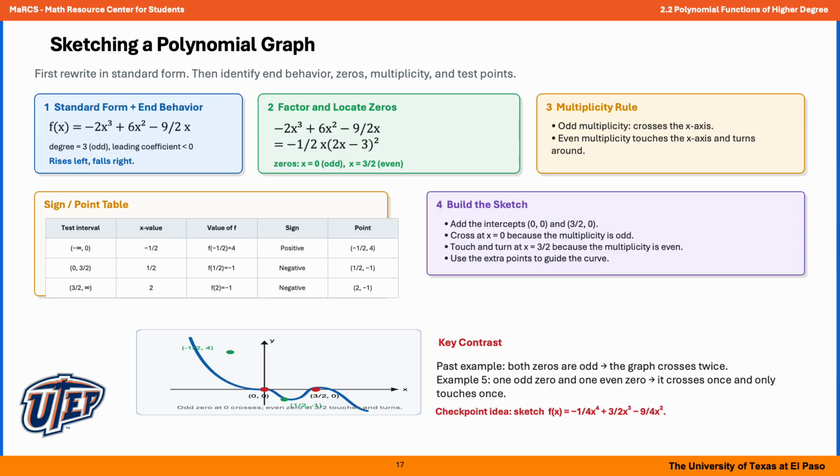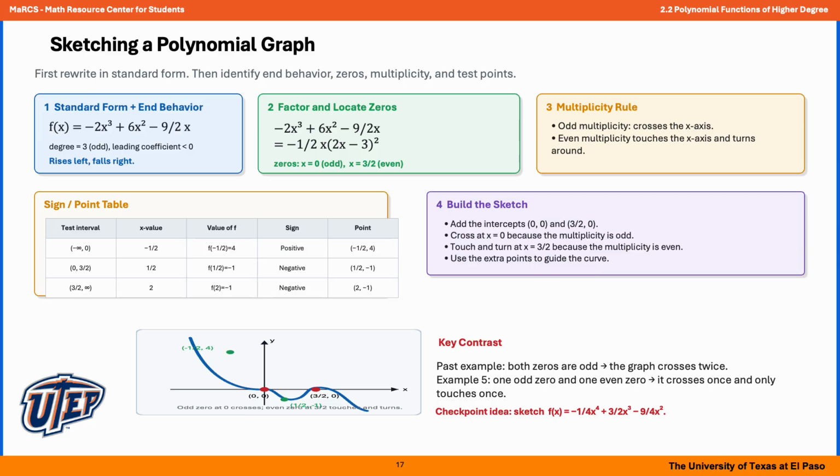So f of 1/2 will give us negative 1. So we'll have the point 1/2, comma negative 1. Now for the last interval, we choose the value x is equal to 2. So f of 2 will give us negative 1. So we'll have the point 2, comma negative 1.